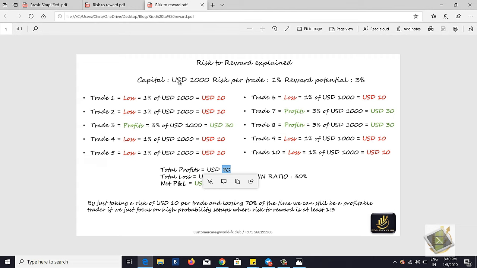This is what I'm trying to say: your risk to reward ratio should be higher and higher. If you're risking $10 and that particular trade is giving you 20 or 30 or more dollars, that means it's a good probability trade. Even if you lose, it's fine, because when you win, you will cover all your losses, right? Please try to find high probability setups where risk is less and earning potential is more. This is one thing I wanted to tell you before I close this session.